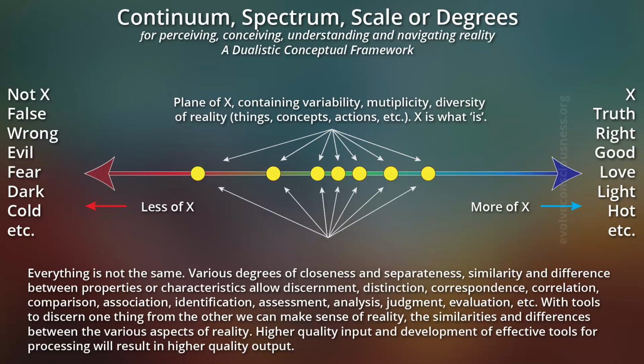So things that are truth, right, good, love, light, hot. And when you have an absence of it, less of that, well, then you have false, wrong, evil, fear, dark, and cold, etc. So when you have less of truth, you have falsity, you have less right, you have wrong, you have less good, you have evil, less love, you have fear, less light, you have dark, less hot, you have cold. The 2 bottom ones are more in actual things, light and dark and hot and cold. The other ones are what we can derive as higher order consciousness beings.